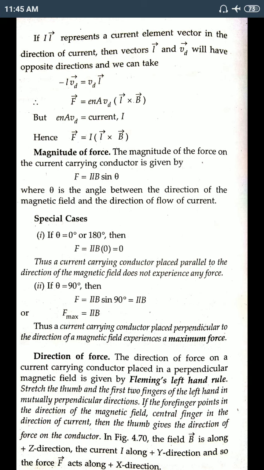Now E into n into A into Vd, we studied this in current electricity. This is the current expression we got in the current electricity chapter. We also proved this one.